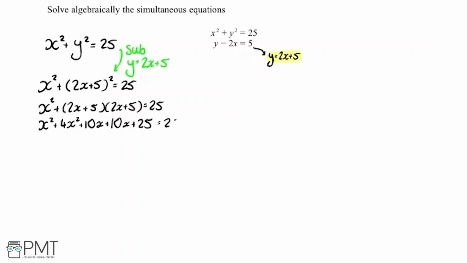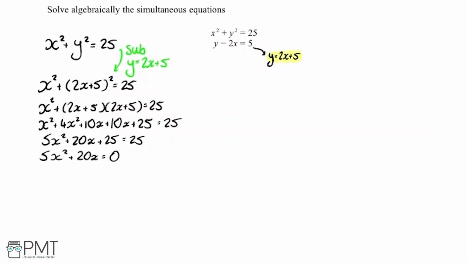Again, that equals 25. Now I'm going to tidy this up a bit and clean it up. So we can add these two terms together, giving us 5x squared. Add these terms together, we're going to get 20x. And then I'm going to leave the plus 25 here equals 25. Now we can do one more tidying up. 5x squared plus 20x again. But if we subtract 25 from both sides, we'll just be left with equals 0.